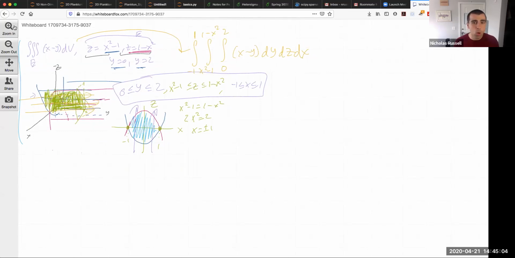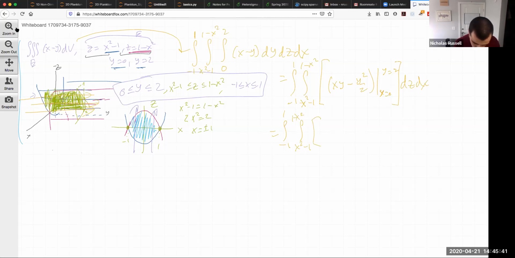And from here, what I could do, right, I could start integrating this out. If I integrate this with respect to y first, I'm going to be leaving this guy. Again, this works exactly the same way as double integration. You let x be a constant here and z be constant. You integrate with respect to y. This becomes then xy minus y squared over 2, between y equal to 0 and y equal to 2, dz dx, negative 1 to 1, x squared minus 1 to 1 minus x squared.